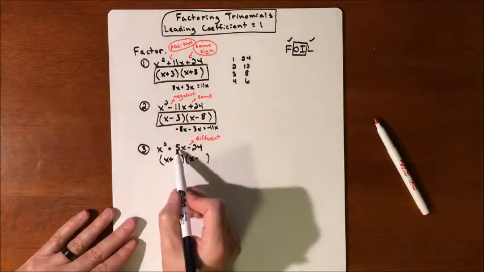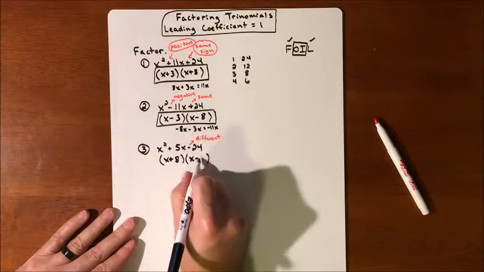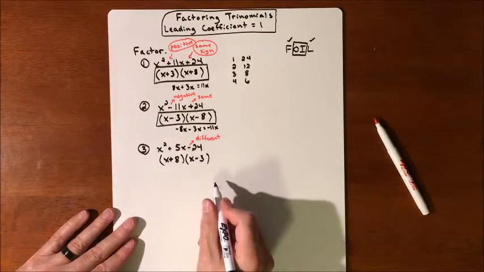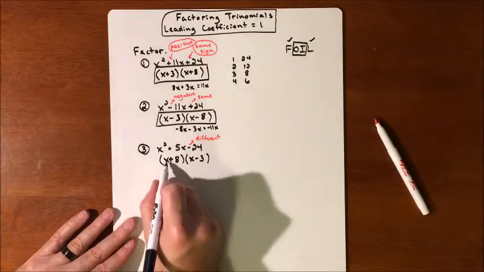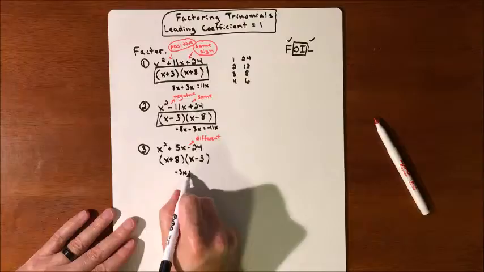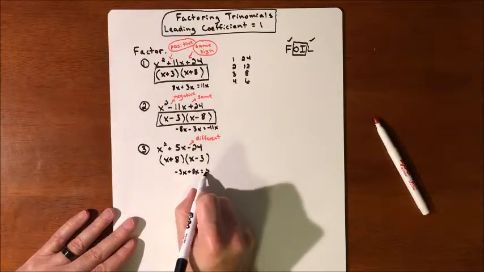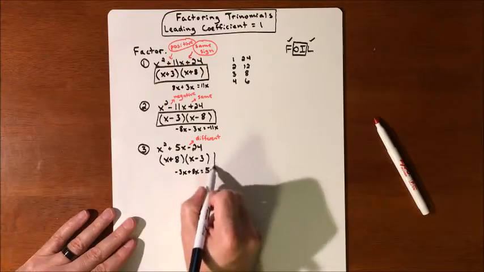And we need to add up to a positive 5. So we'll make the 8 positive and the 3 negative. So if we check that, we do the outsides, it's going to be a negative 3x. The insides are going to be a positive 8x, which adds up to a positive 5x. Perfect.